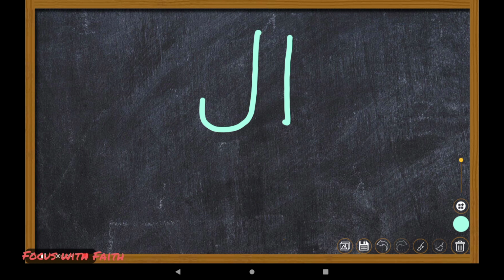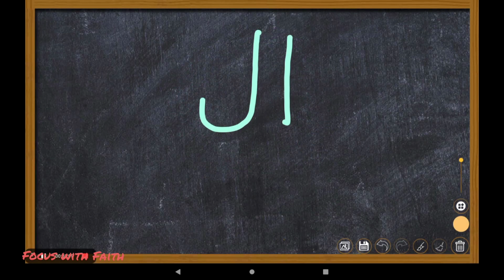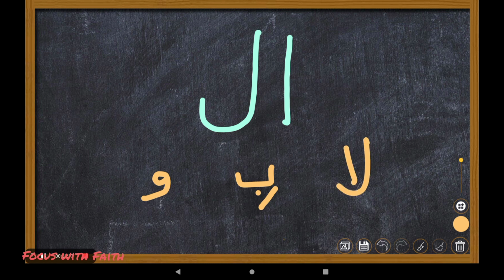Al has a specific meaning in Arabic. Even the letter va, only va, means and. If it is b, this means with. If it is la, then it means no. So every word, every letter has a meaning. Now here, al means the.